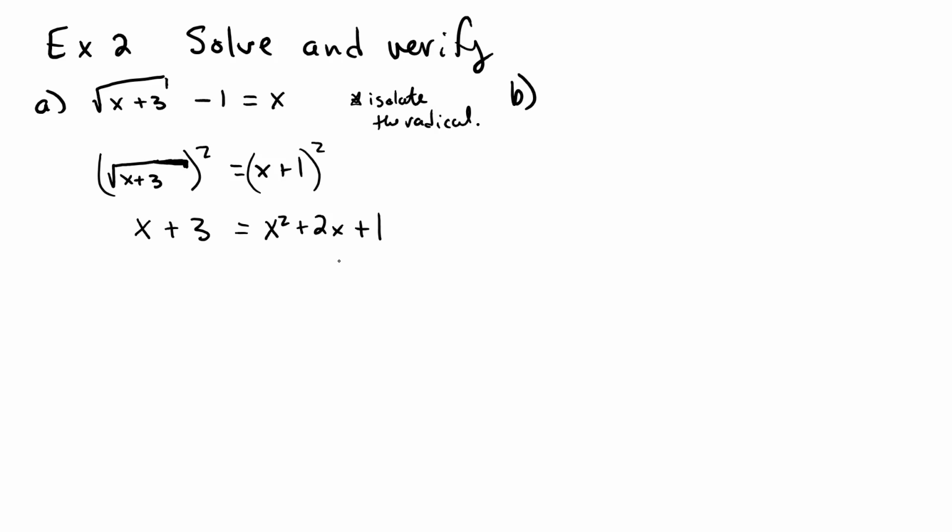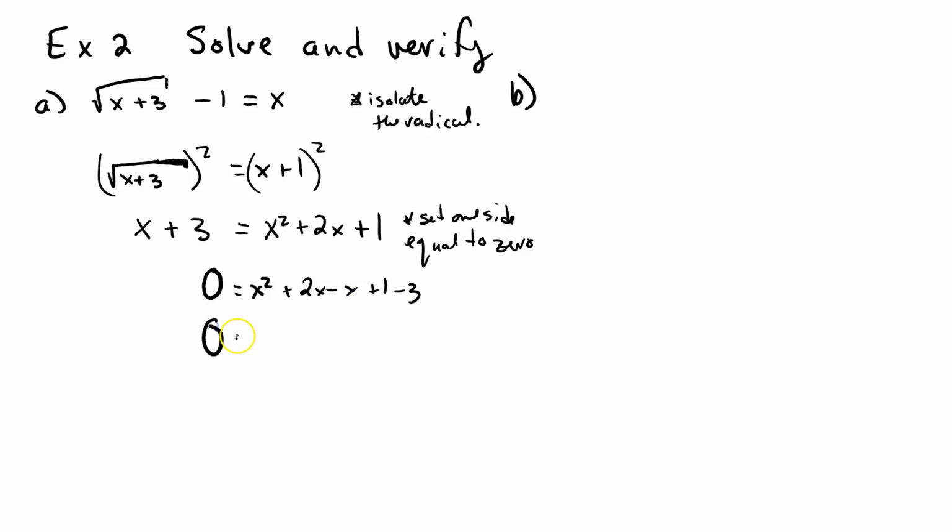So now what I want to do is set one side equal to 0. My x squared term is positive here, so why mess with that? I'm going to set this side equal to 0, so I can say x squared plus 2x minus x, well, I can just write it out, 2x minus x plus 1 minus 3. x squared plus x minus 2.